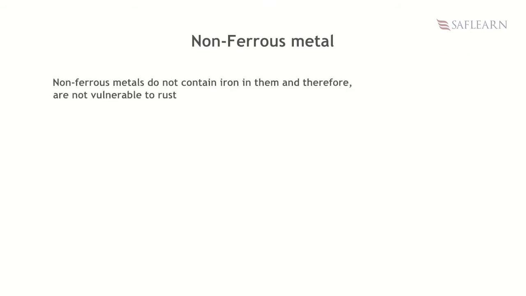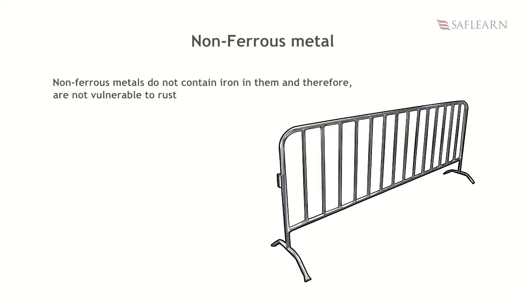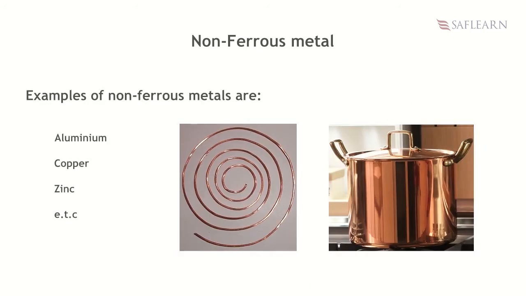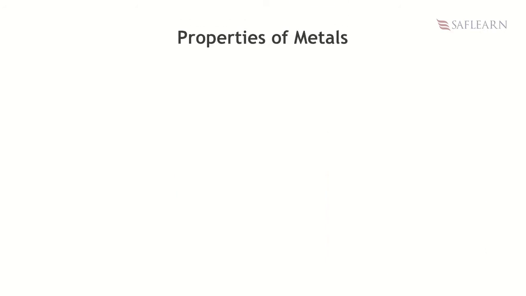On the other hand, non-ferrous metals do not contain iron in them and therefore are not vulnerable to rust. They are best suited for use in electronic and wiring application. Examples are aluminium, copper, zinc, etc. Both ferrous and non-ferrous metals have properties which make them identified as metals.